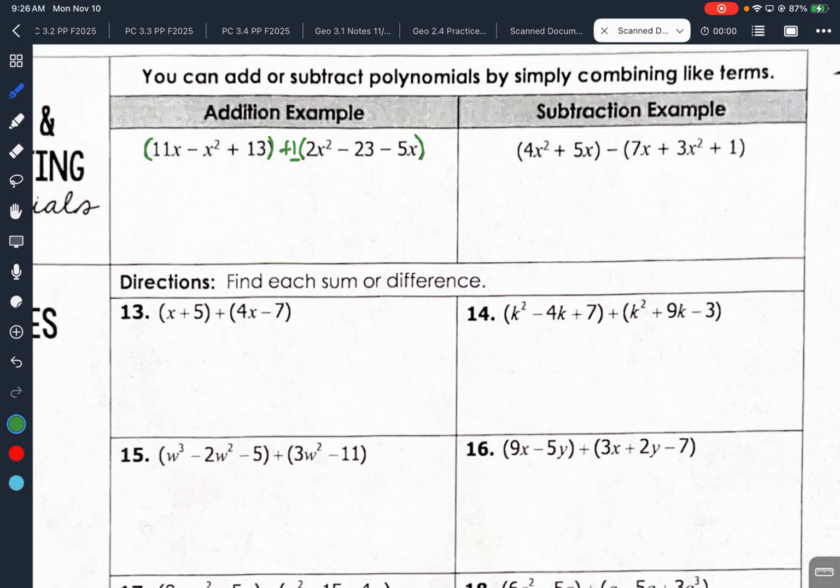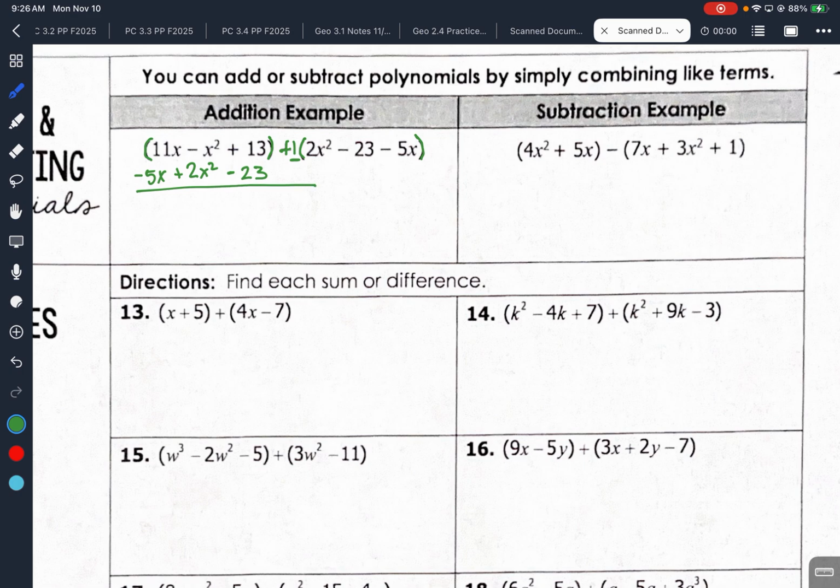You do whatever you need. We're basically just combining like terms. Yes? If it's not a like term, we cannot add or subtract it, can we? So what I like to do is I just line them up. I have 2x squared, so I put it under the x squared. And then minus 23, so minus 23, and then minus 5x.